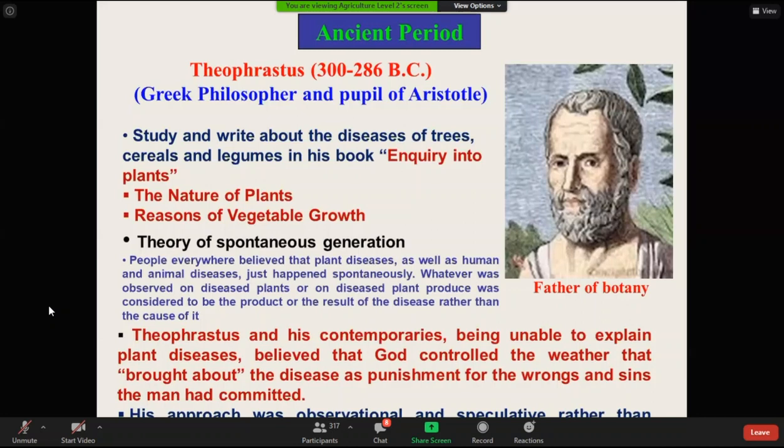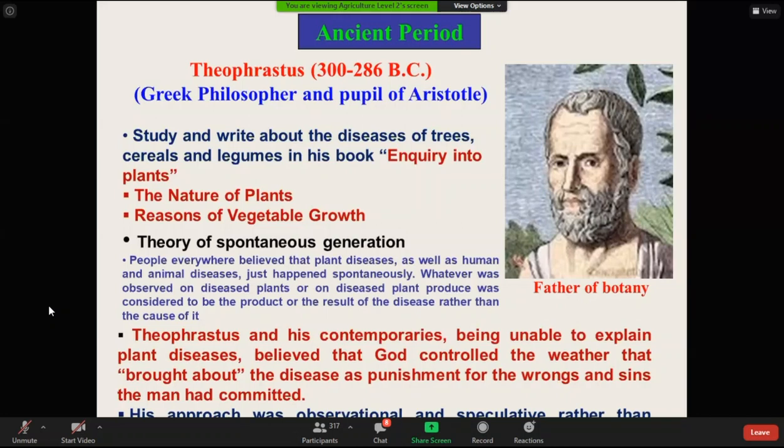And in this phase, the only scientist who contributed to the development of plant pathology is called Theophrastus. What is the name? Theophrastus. So if someone asks you to write the contribution of a scientist in the ancient period of plant pathology, then Theophrastus, Greek philosopher, and he was the student of Aristotle.